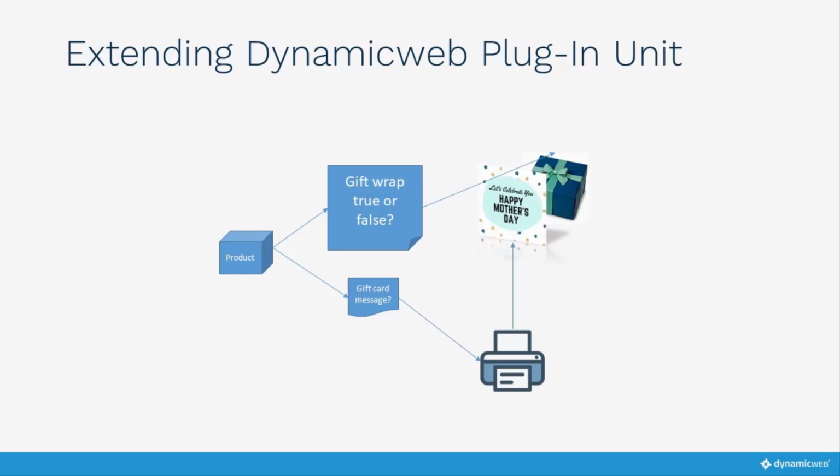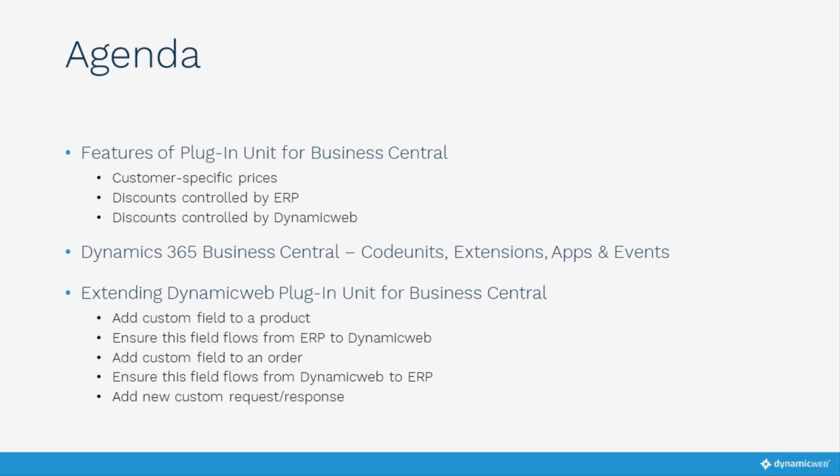So we now allow someone to implement gift wrappable products with gift card messages, which is not a standard feature, but it's something you can build using the methods described in these two sessions. I also covered the relations between what is a code unit, what is an extension, and what is an app, and how you can use events in general. And then I began with demoing some of the standard features that you get when you install the plugin unit for Business Central.